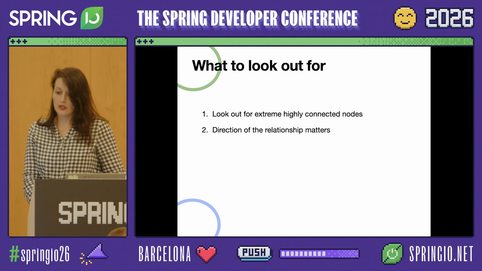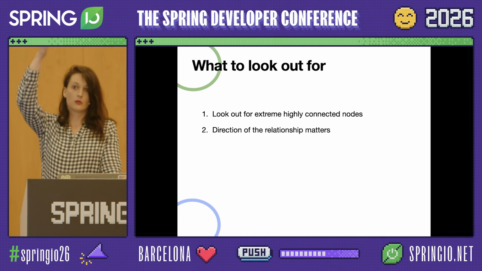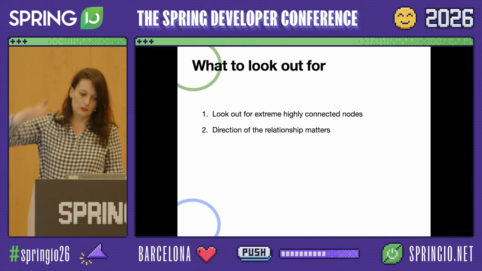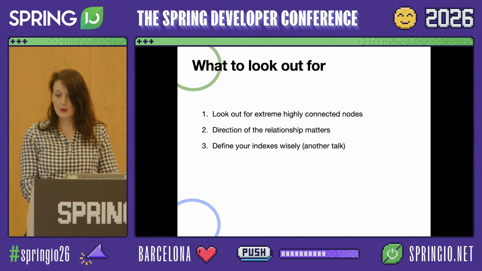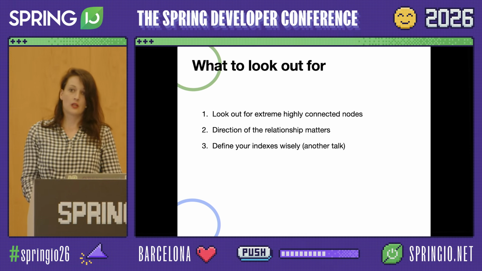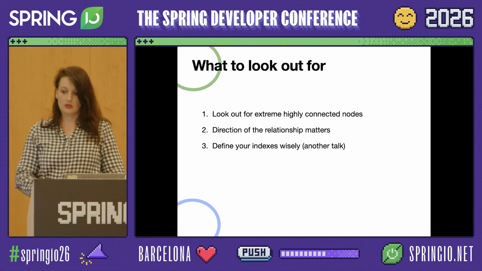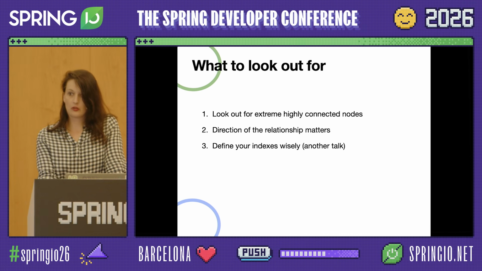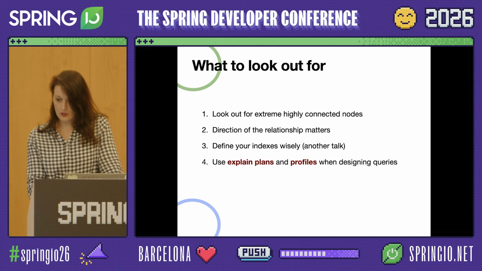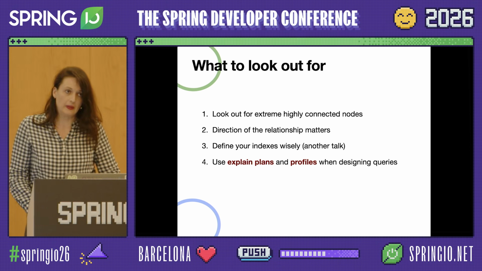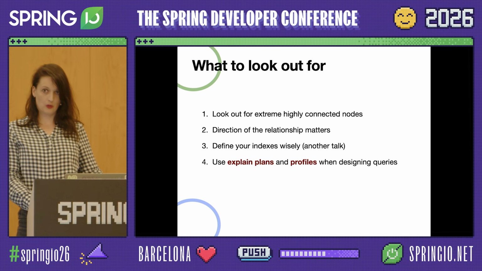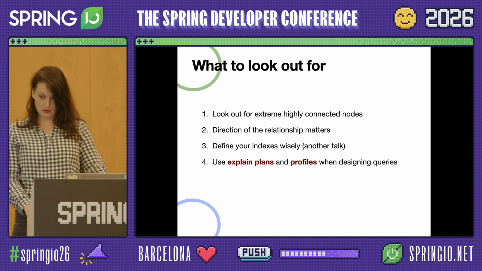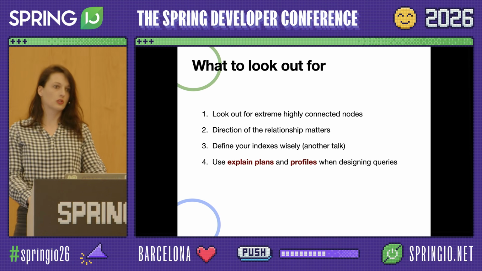The direction of the relationship matters. The query planner will always go from top to bottom, so it's also important to keep that in mind. Define your indexes wisely. I won't elaborate on that because that's a separate talk, but keep in mind that graph databases do use them. And it's a mature database, so you can always use an explain plan and a profile before running your query on your production data set, which you should actually do.